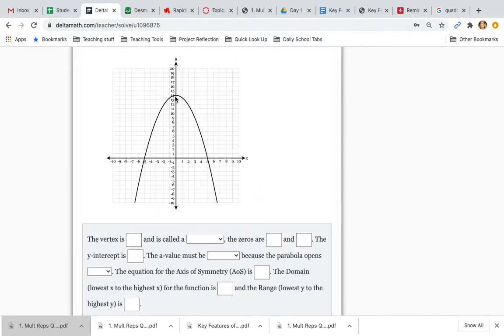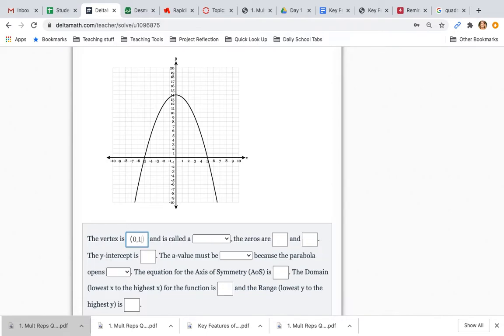So here we have the vertex up here. I have a 0 on the left, a 0 on the right. So let's answer. The vertex is this point. The x-coordinate of this point is 0. The y is 14. So I'm going to write 0, comma 14. And you have to decide, is it a max or min?